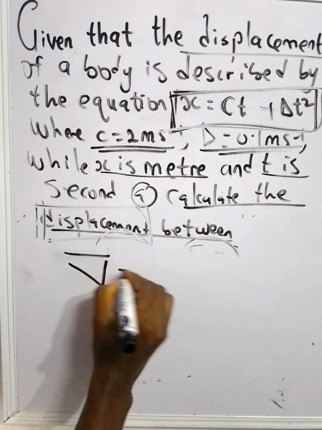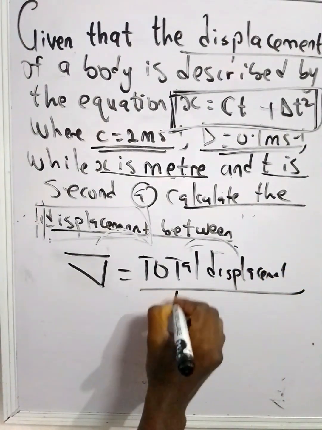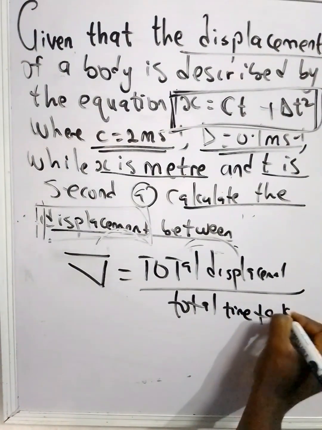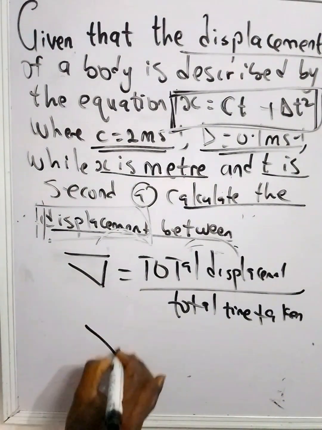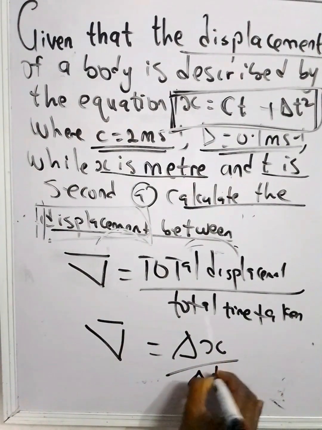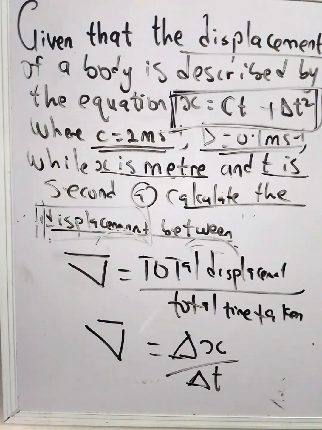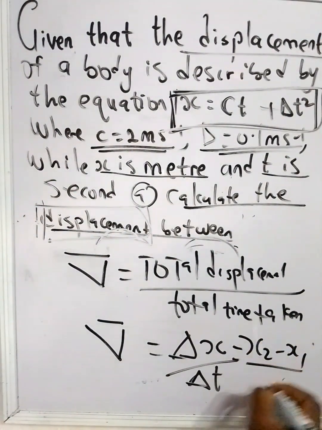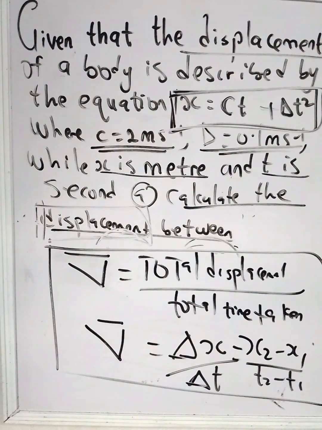We have something like this, right? This is total displacement over total time taken. That means we can also represent it mathematically as change in x over change in time. The word change in mathematics means the bigger one minus the smaller one, right? So I'm going to have s2 minus s1 over t2 minus t1. This is the formula for average velocity.